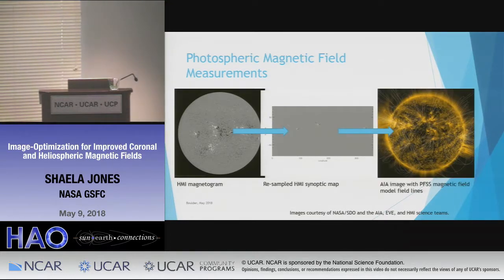And then ultimately, you can make some certain physical assumptions and use that photospheric measurement as a lower boundary condition to extrapolate out into the corona and ultimately out into the heliosphere. So this is just an example of a bunch of magnetic field lines traced onto an AIA image.